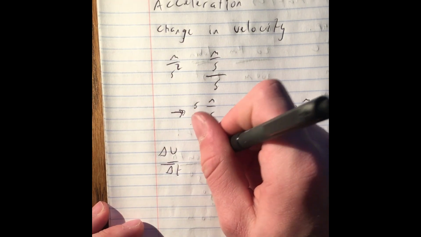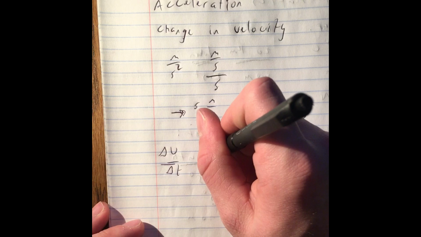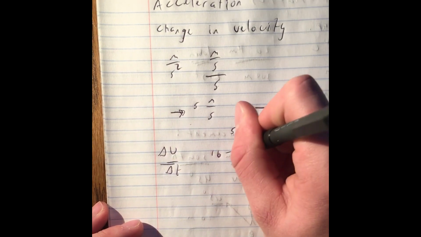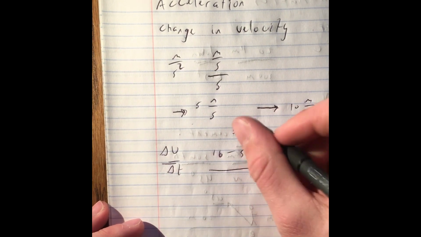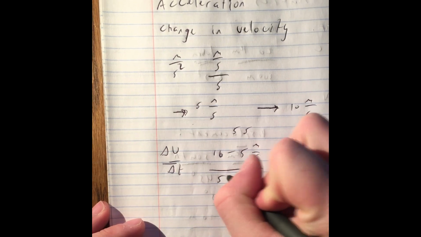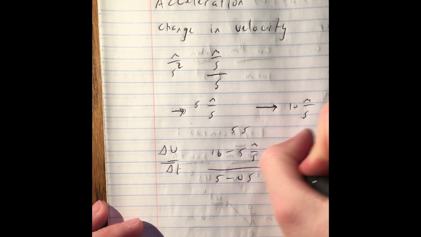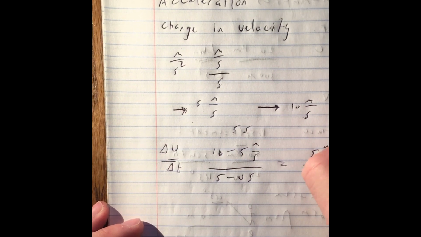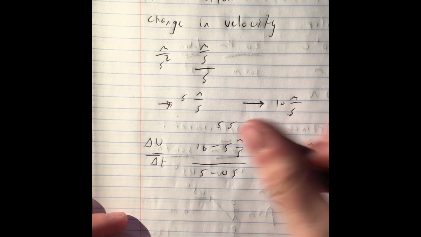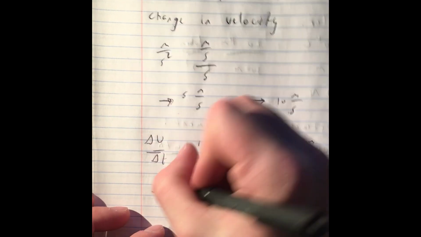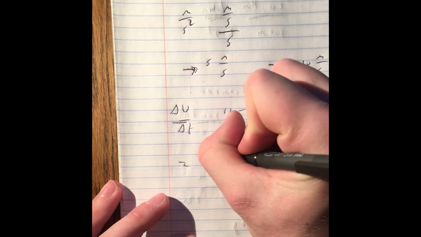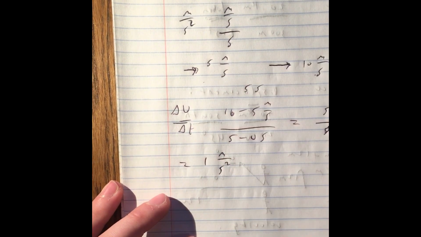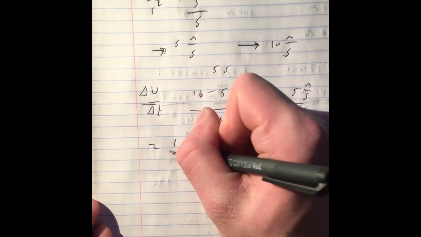His velocity is going to change by 10 minus 5 meters per second, and the time is going to change by 5 minus 0 seconds. So we have 5 meters per second over 5 seconds. His acceleration is going to be 1 meter per second squared. He basically increases his speed by 1 meter per second every second.